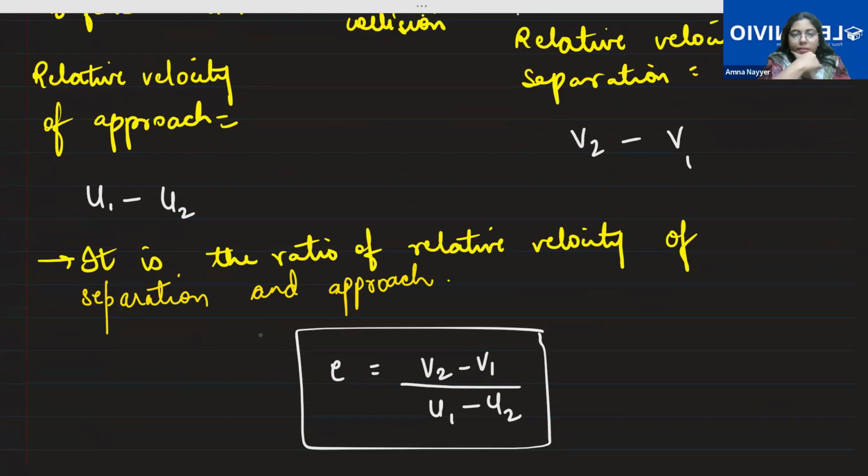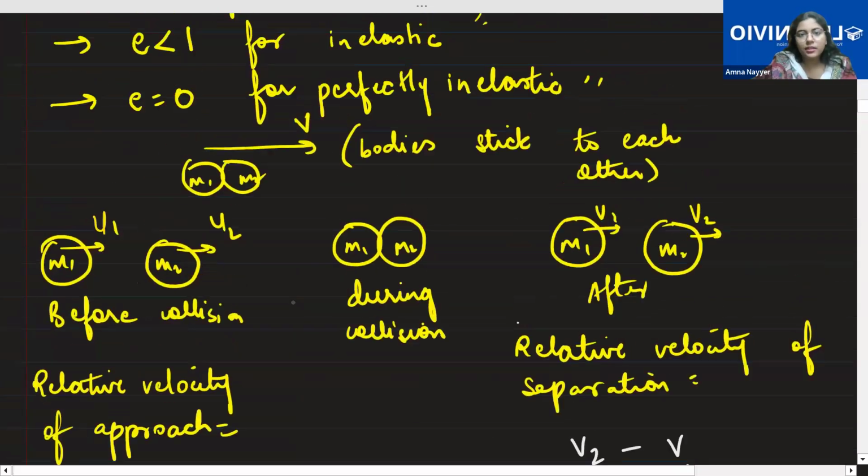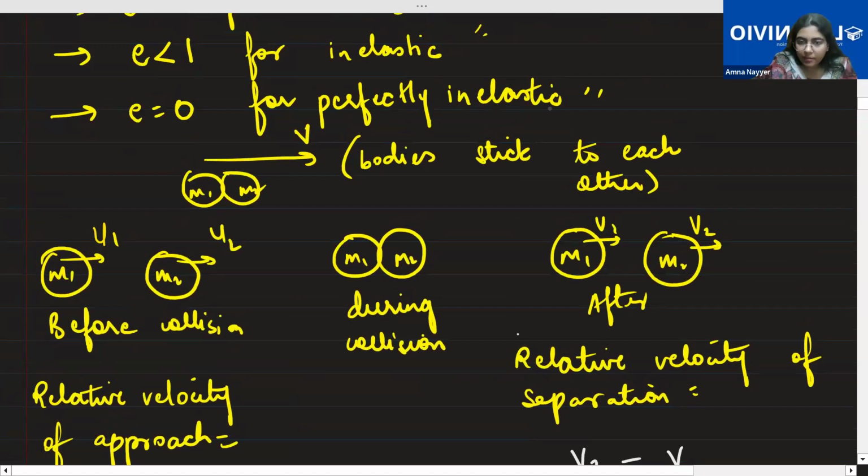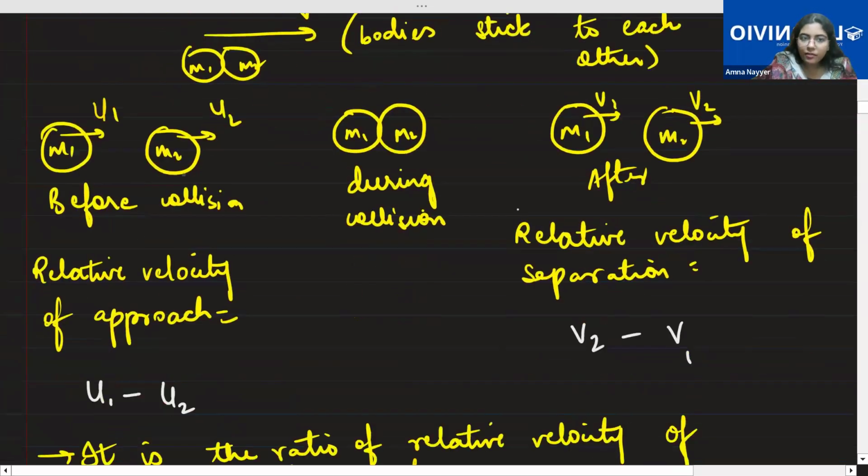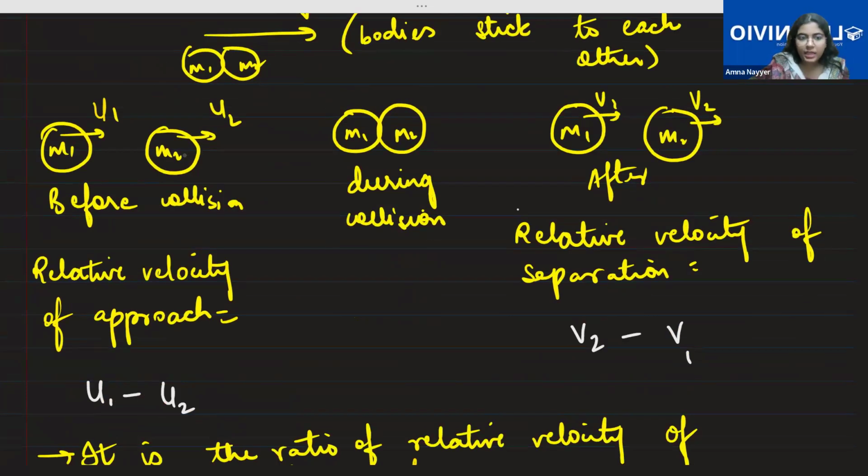V2 minus V1 by U1 minus U2. I'm repeating, now pay attention. When two bodies are moving before collision, they have their initial speeds. Here, relative velocity is u1 minus u2. Relative velocity means separation velocities with respect to each other.